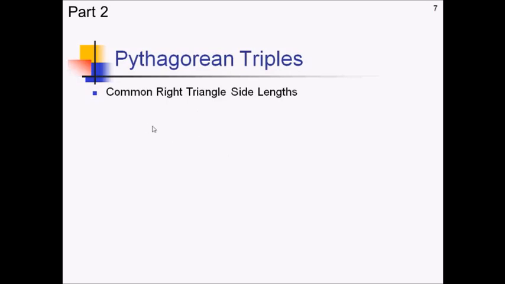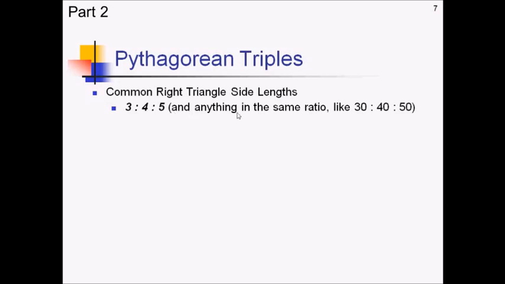The most common of these is the 3, 4, 5 right triangle. And this also works for anything that's in the same ratio, like 30, 40, and 50, or 60, 80, 100, anything in a 3, 4, 5 ratio. If you have two sides, you know the other one. This is by far the most common. If you don't remember any of the other ones, you should at least make sure you know this one.